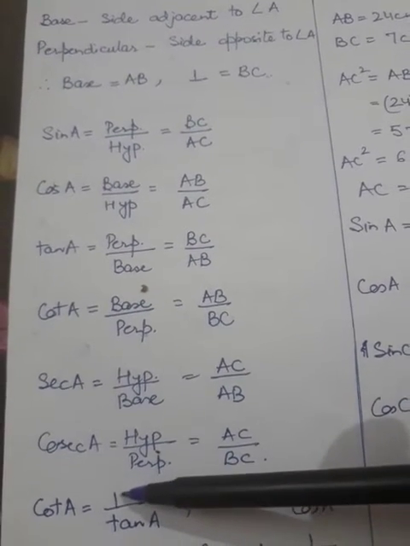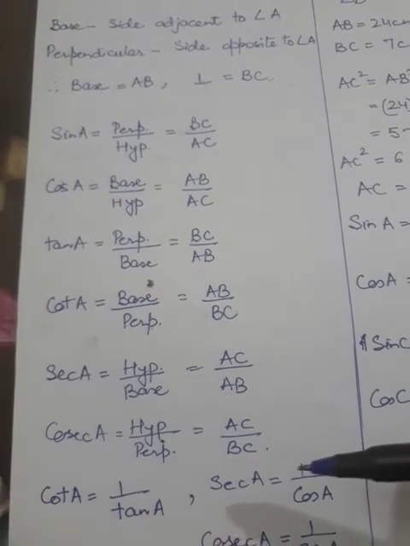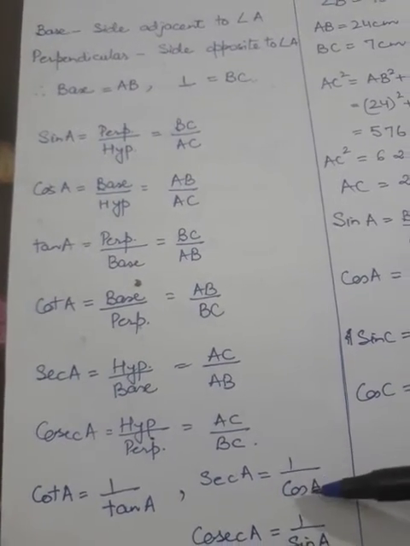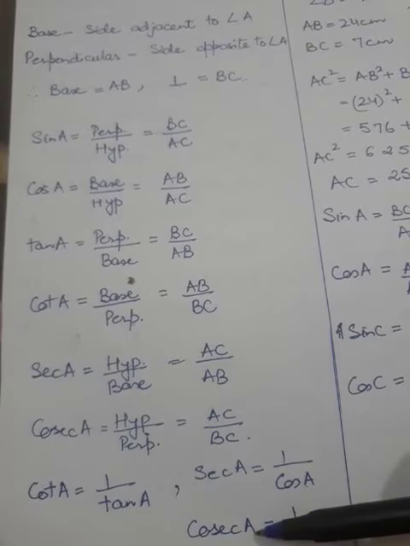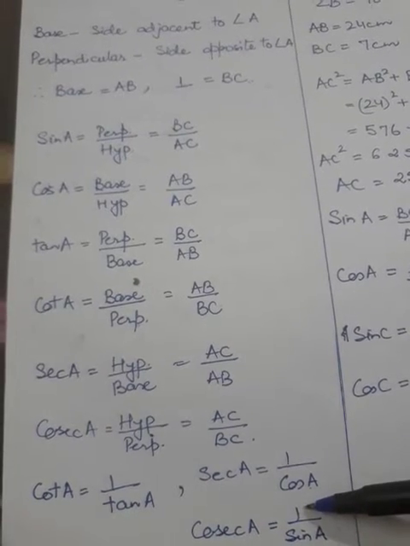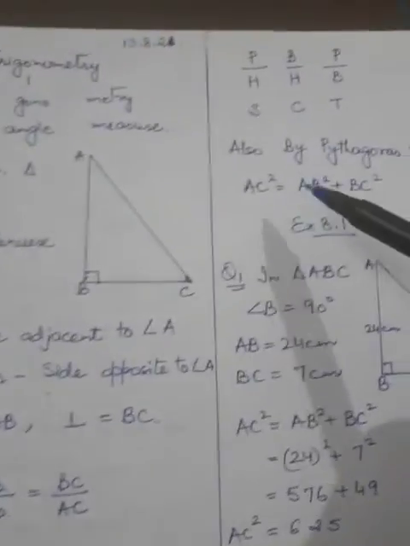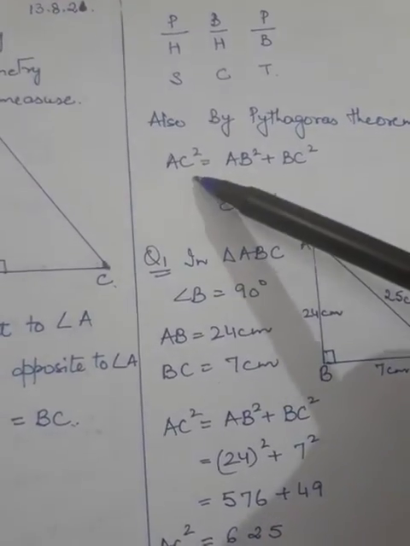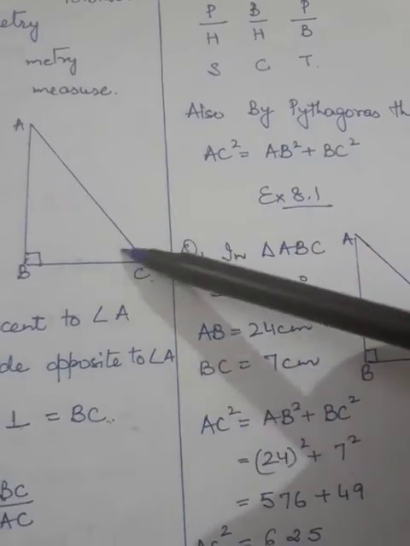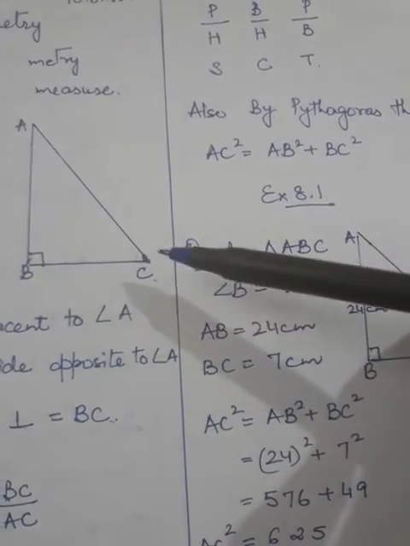So cot A is 1 upon tan A, secant A is 1 upon cos A, cosecant A is 1 upon sin A. So using the Pythagoras theorem, we always have AC square is equal to AB square plus BC square.